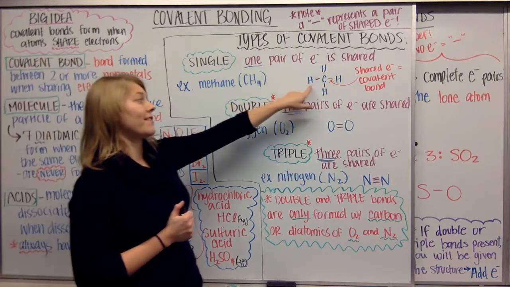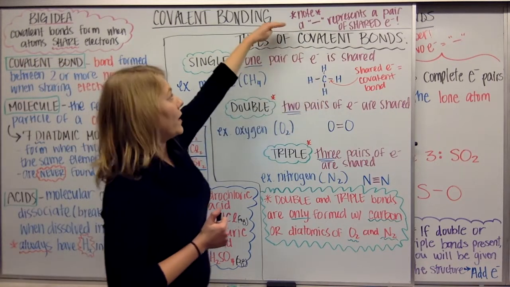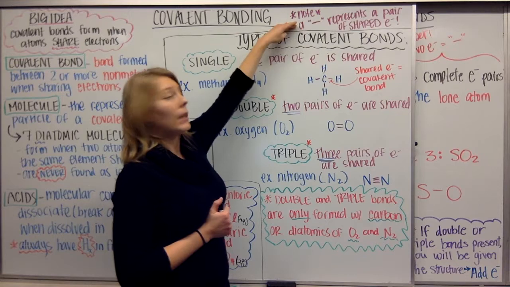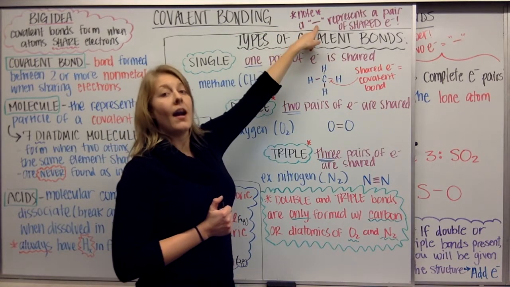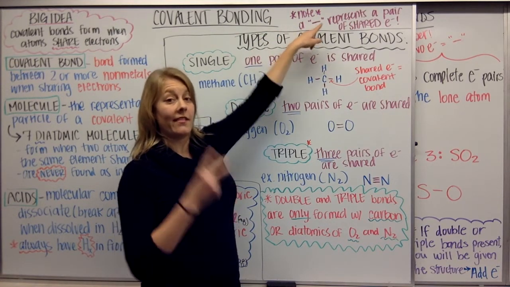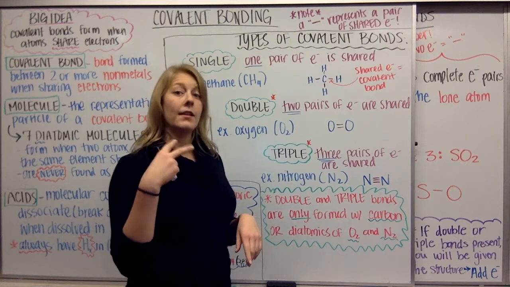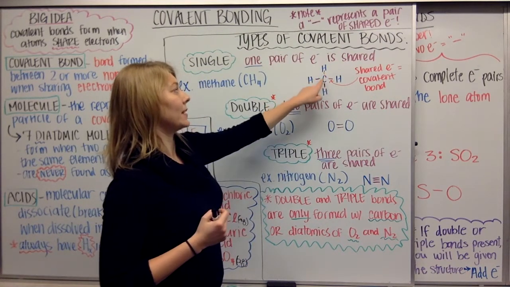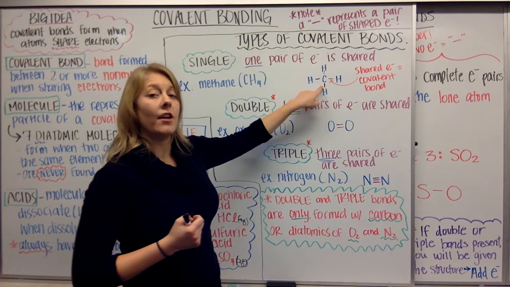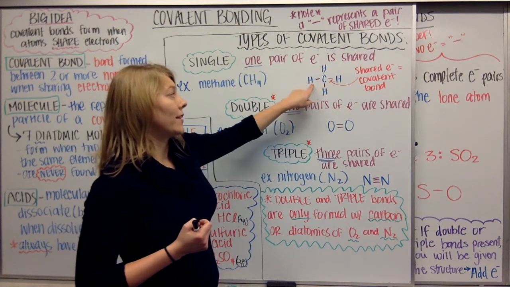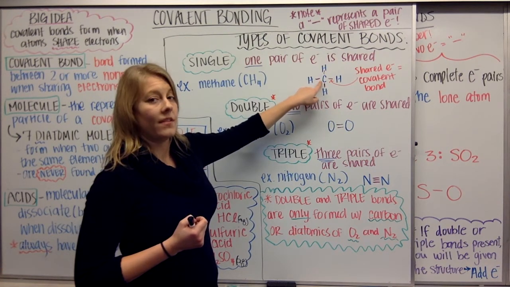Our example here is methane. Now, I'm going to point you up here to this little note. A line represents one pair of shared electrons. That's 2 electrons. One pair is 2 electrons. So every time you see a line here, that's 2 electrons being shared. 1 electron is coming from the H, 1 is coming from the C.